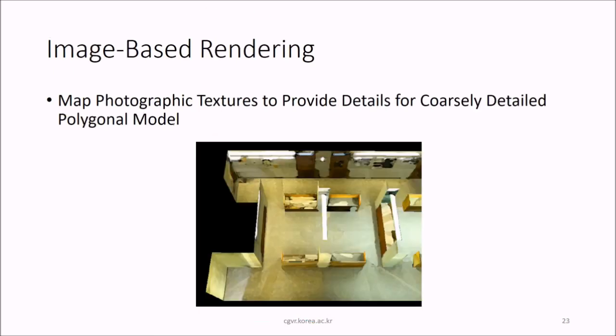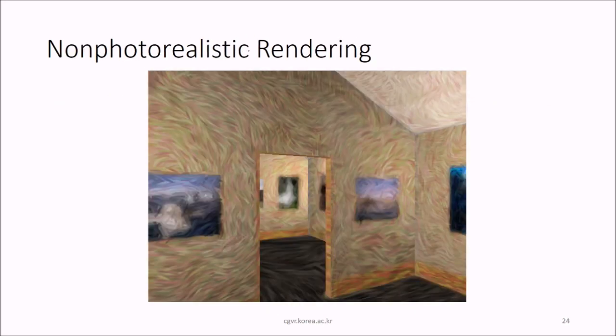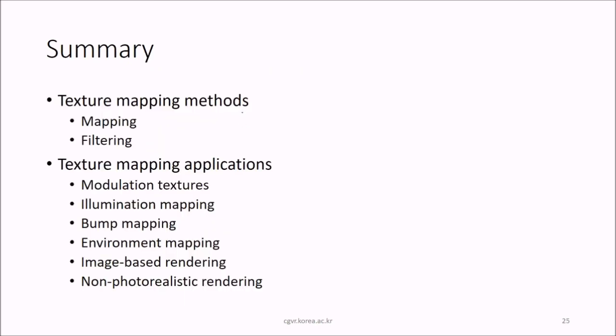This is image based rendering. So what we do here is map photographic textures to provide details to a coarsely detailed polygon model. See, these are the coarsely detailed polygonal models. This is non-photorealistic rendering. So this is a very short discussion we have done on texture mapping.